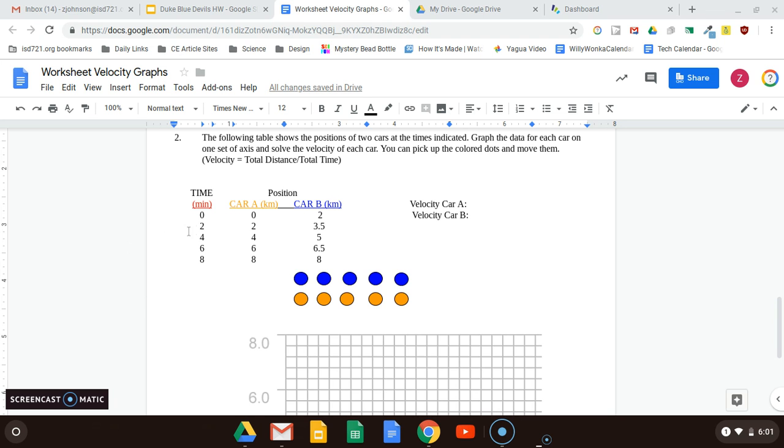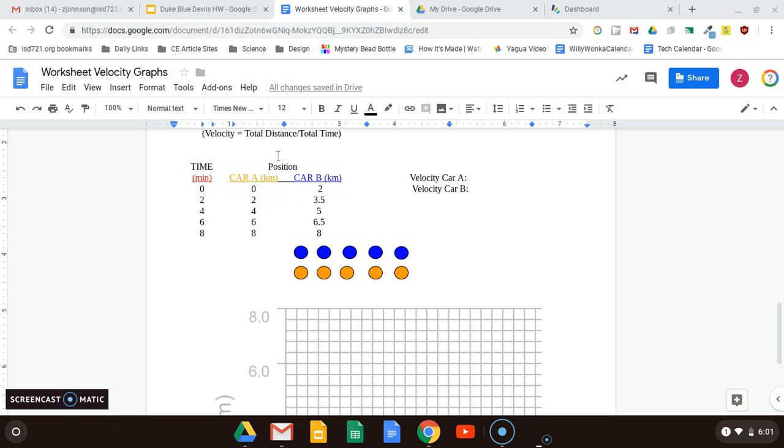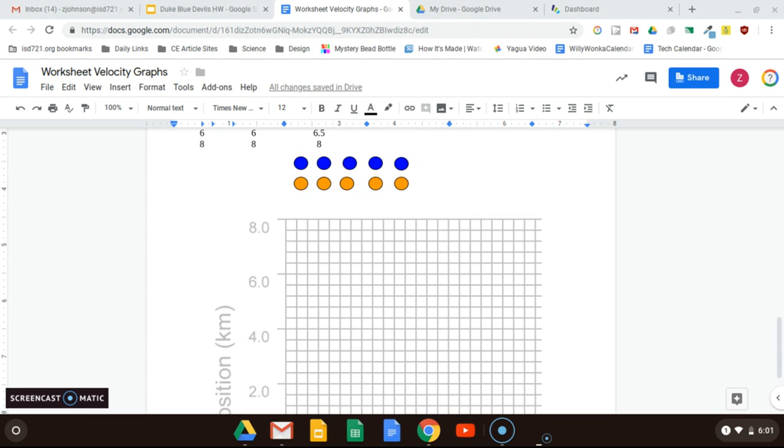And you're going to notice that it's going to be for both the position and for the time. Okay, so position and time, which is kind of like distance and time. You guys are going to be graphing each of those on this graph here.